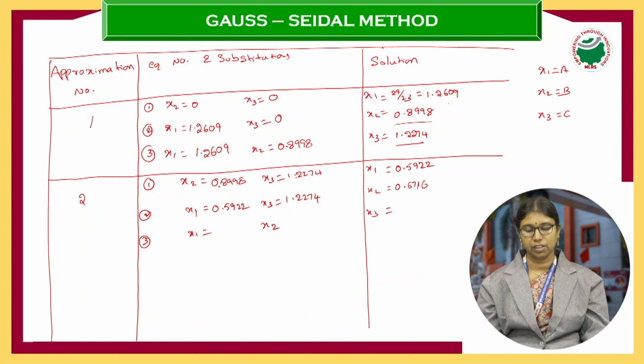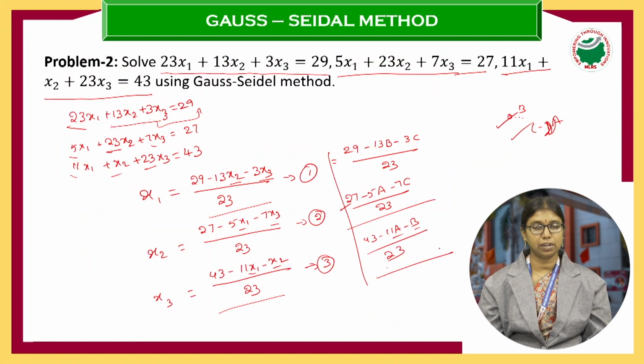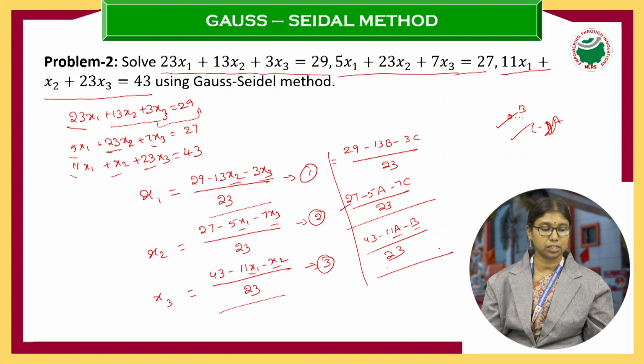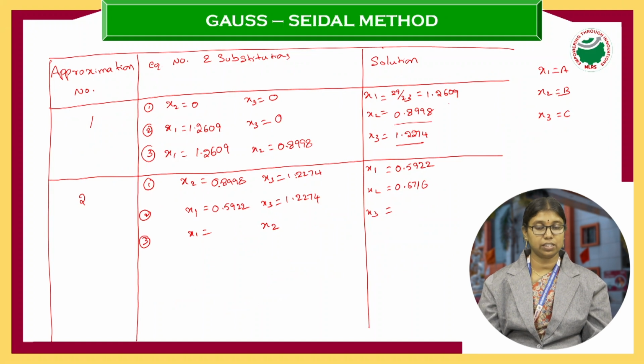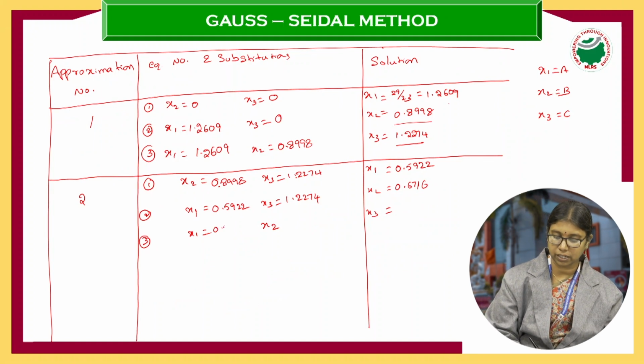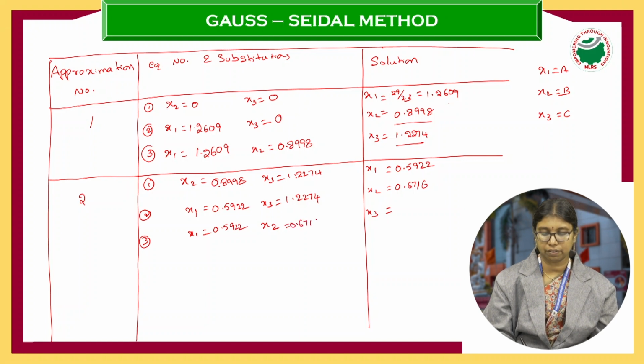4 decimals is enough. Next for x3, you have to get the third equation, 43 minus 11a minus b by 23, on the screen. Press upper arrow 2 times, then you will get that value. Now here you have to enter the values of x1, x2. So the latest value for x1 is 0.5922, for x2 is 0.6716.